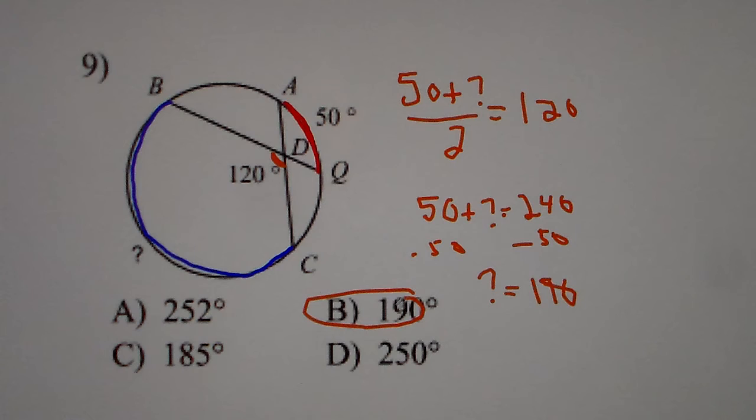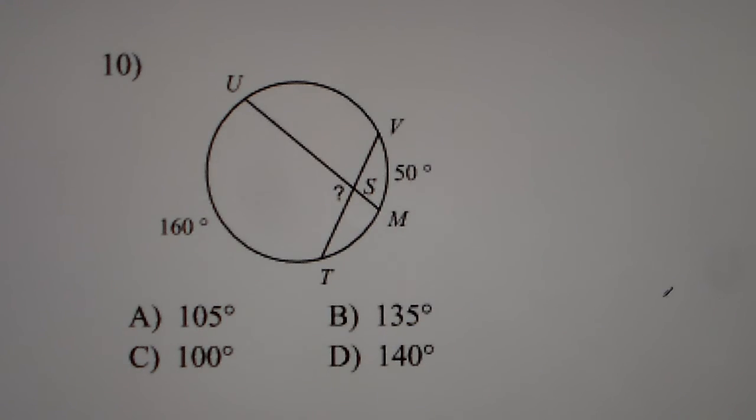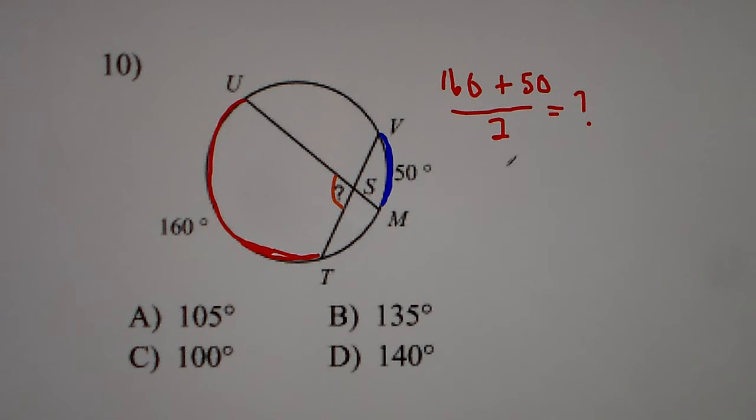We get 9 is B, 190. So we're going to try to find that angle in between. That one's 50. This one's 160. 160 plus 50 divided by 2 will get us that question mark. So 210 divided by 2 gets you 105.